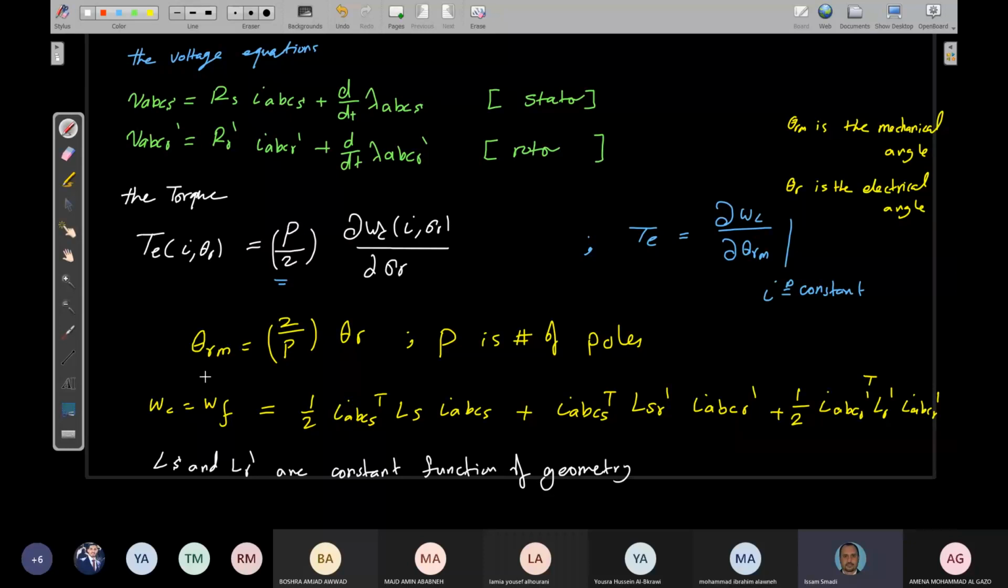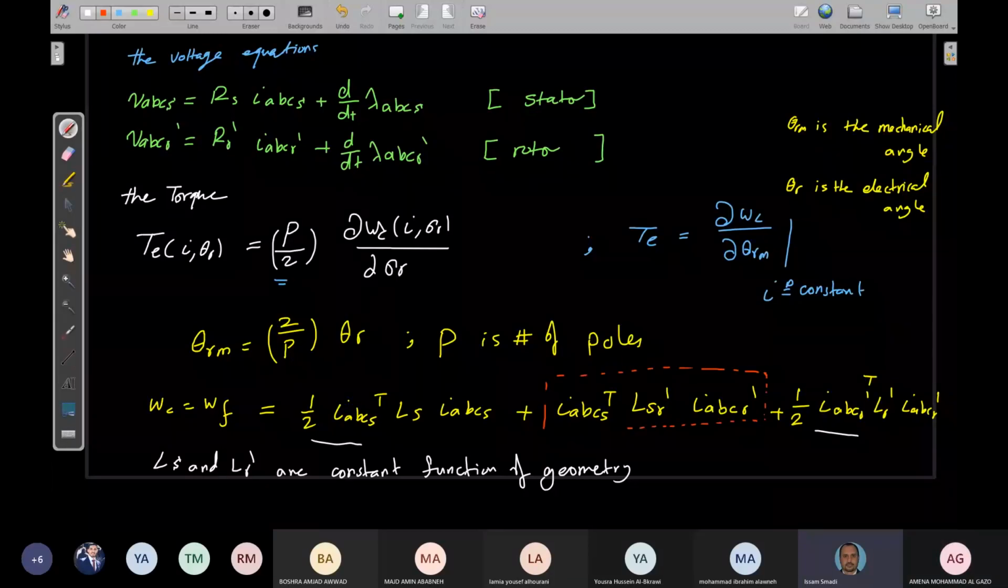So if I need to evaluate the torque, I don't need to take this term and this term. The only term that I need to evaluate is the one with L_SR dash, because the mutual inductance between the stator and rotor is a function of theta, correct? Yes.